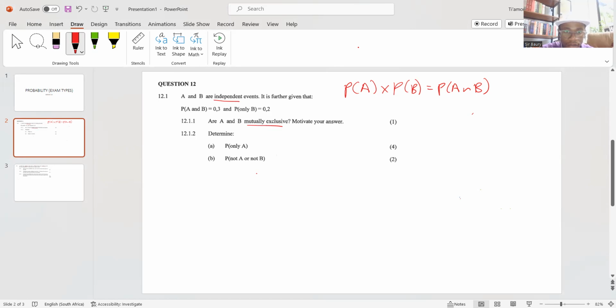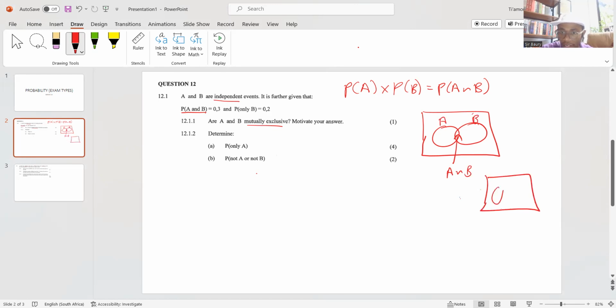So first question, are A and B mutually exclusive? They are not, because the probability of A and B is defined. If the probability of A and B is defined, it means that there's an intersection. If I have my Venn diagram like this, this is A and this is B, there's an intersection, so they're not mutually exclusive. For mutually exclusive events in a Venn diagram, there must be no intersection.